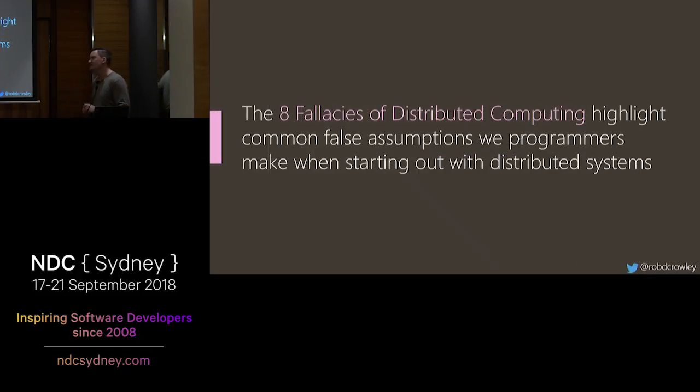And back in the 1990s, Peter Deutsch and a number of his collaborators at Sun highlighted exactly some of these problems, and he named them the eight fallacies of distributed computing. By naming them as fallacies, it makes us take account of them. So these are things such as the network is not reliable. We assume that it is when we're running in process, but it's not. So we have to take account of that.